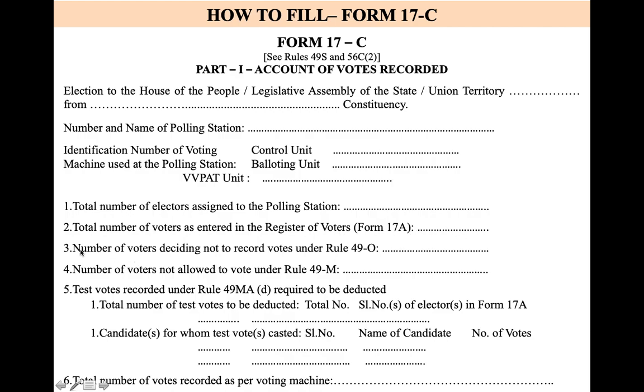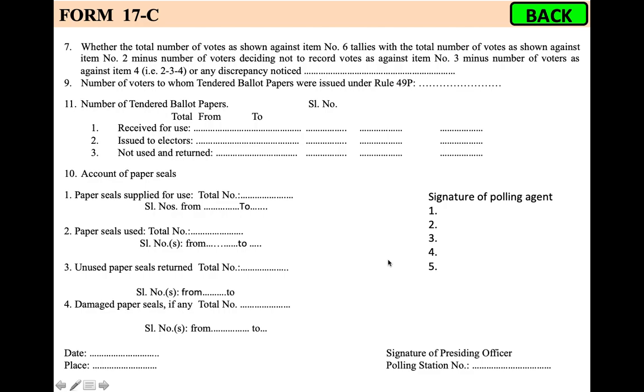And coming to point number 3, number of voters decided not to record votes under Rule 49O. So what is Rule 49O of the Conduct of Election Rules?